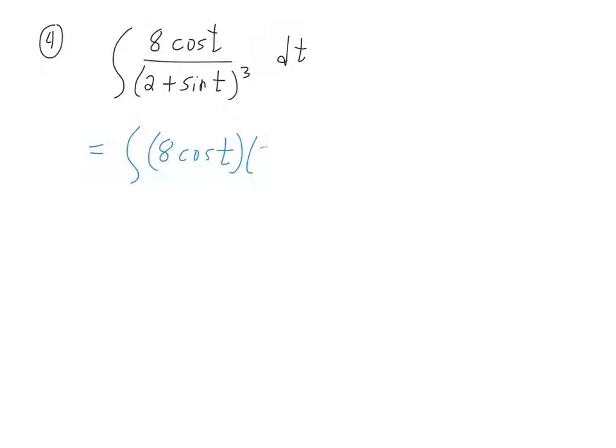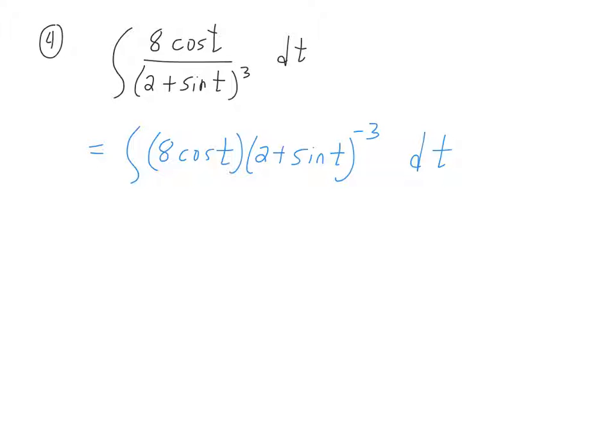And then we have this 2 plus the sine of t. In the bottom, it's raised to the positive 3. So if we bring it up, it's now raised to the negative 3. And we still have our dt there. Right? We have not integrated yet, so don't remove your integral or your dt symbol.